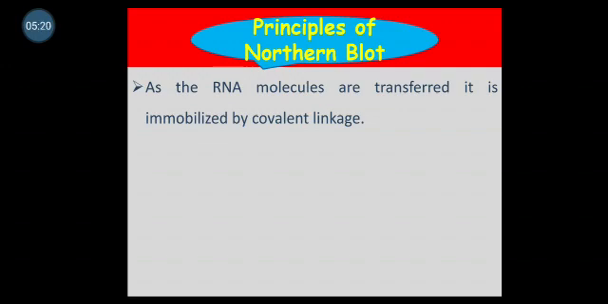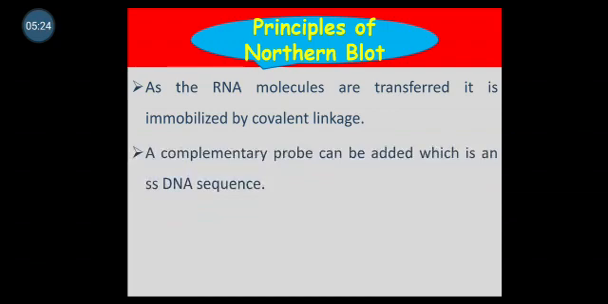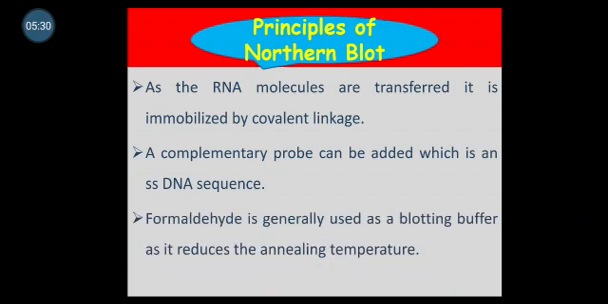As the RNA molecules are transferred, they are immobilized by covalent linkage. A complementary probe can be added, which is a double-stranded DNA sequence. Formaldehyde is generally used in the blotting buffer as it reduces the annealing temperature.